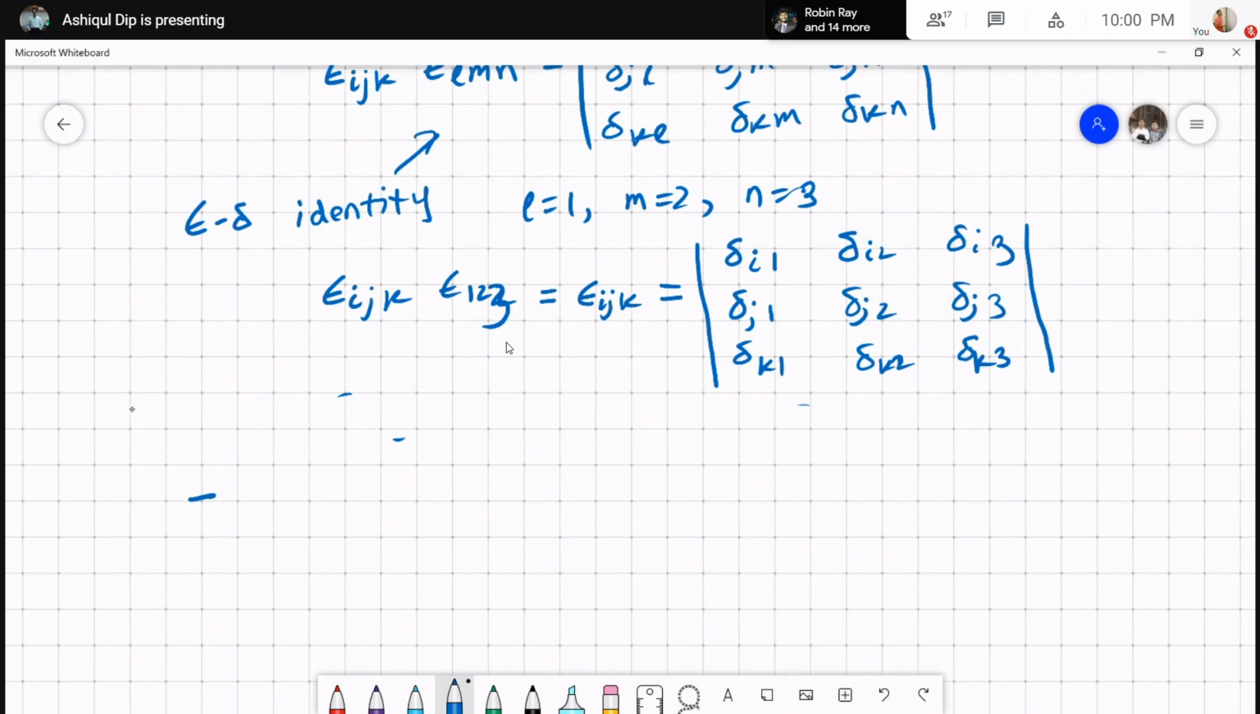So what if you have an even permutation, like 1, 2, 3? For an even permutation, we can see which way it goes. It goes like this: 1, 2, 3. So then it will be an identity matrix. Yes, it will be an identity matrix in that case. Because here it will be 0, here it will be 0. So for epsilon ijk it will be the determinant of 1, 0, 0, 0, 1, 0, 0, 0, 1, which is 1.